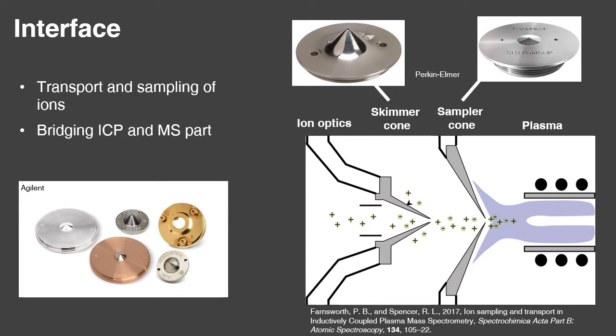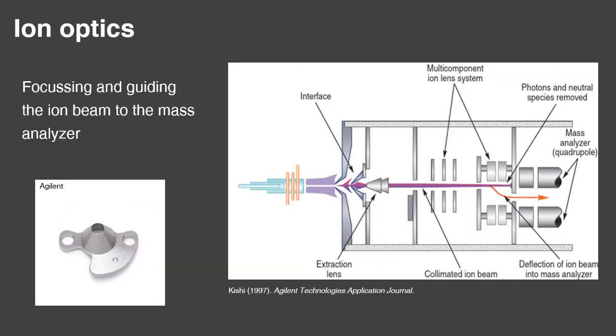The role of the ion optic system is to guide and focus the ion beam to the mass analyzer. It therefore should ensure that a maximum number of ions is transported to the mass analyzer. Furthermore, it has to reject as many non-sample species, such as neutral species or photons, as possible.